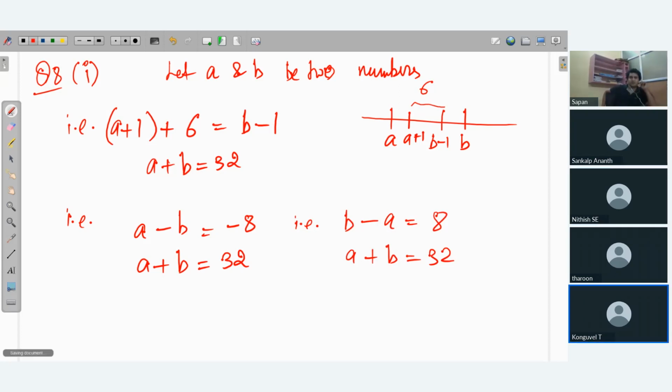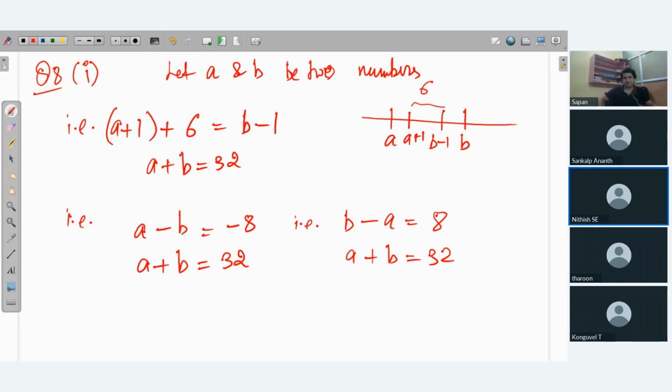Very good. X is 12. Okay, very good. But what do we find in the question? What is asked? You have to find y also. We have to find both. Read the question. The question says the difference of the numbers.